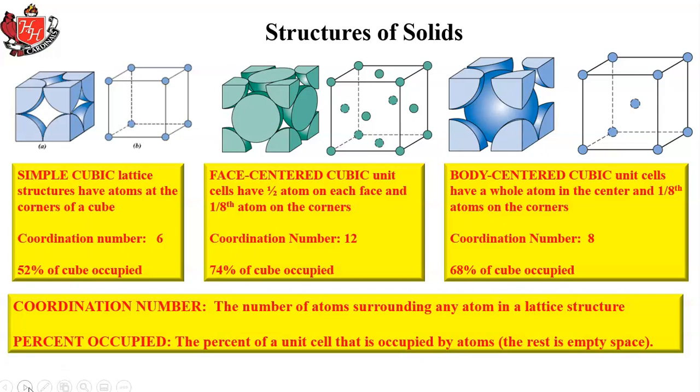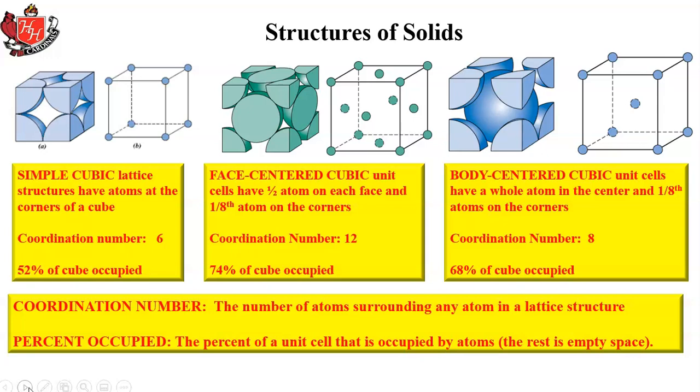Now, it has a coordination number of 6. Let's go down to the bottom and read what coordination number is. It's the number of atoms surrounding any atom in a lattice structure. So let me jump over to the model on the right, the body-centered cubic. It gives the best example of what a coordination number means, because it's the only one of the three where you see an entire whole spherical atom shown. So if you look at that spherical atom in the middle, that's what body-centered cubic means.